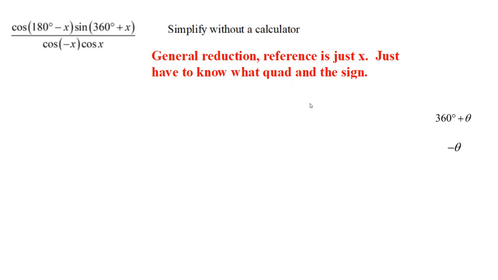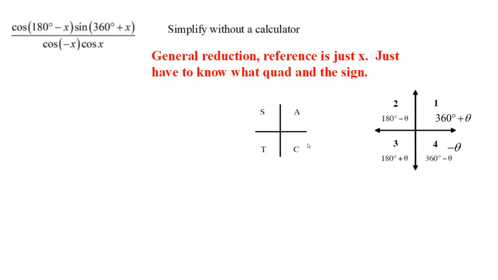The problem is what's the sign, and where is it? Well, ASTC, All Students Take Calculus, gives you this thing right here. If you see 180 minus x or theta, it's in the second quadrant. 180 plus, you're bending out, that's the third. 360 minus, you bend down, or minus theta, it's the fourth. And 360 plus, it's the first. If you know where it is, you can just write down the answers.